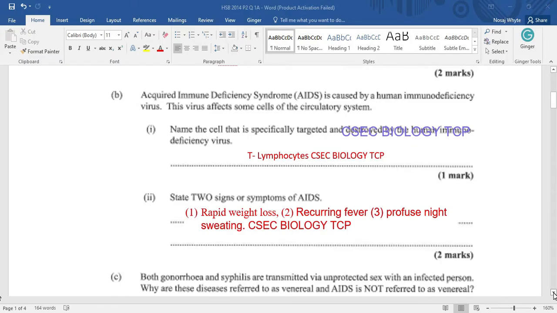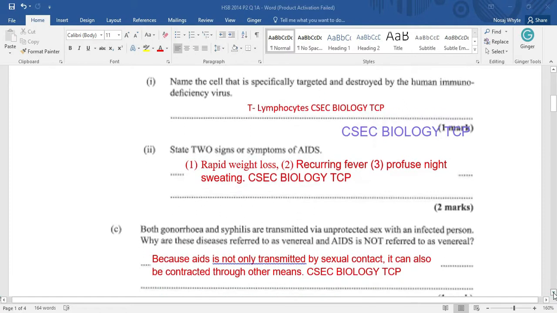Let us remind ourselves, however, that signs refer to those things that we can see or detect, while symptoms refer to that which the patient would have to tell us about, like I'm feeling dizzy or I'm having a pain here or there. That of course would have been examples of symptoms. Let us look at C.